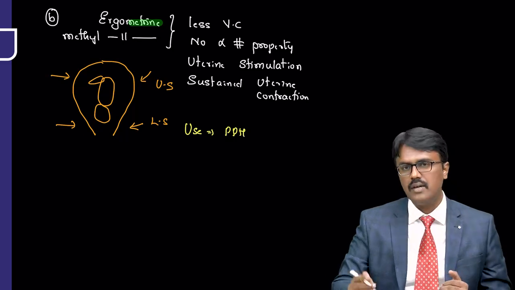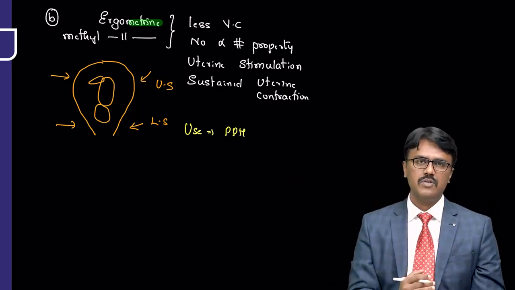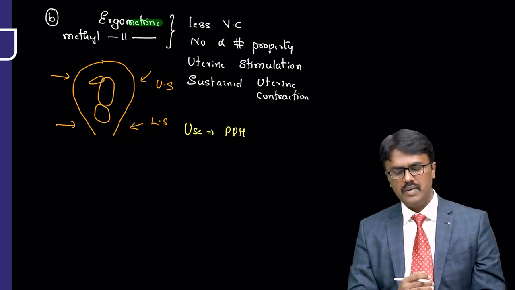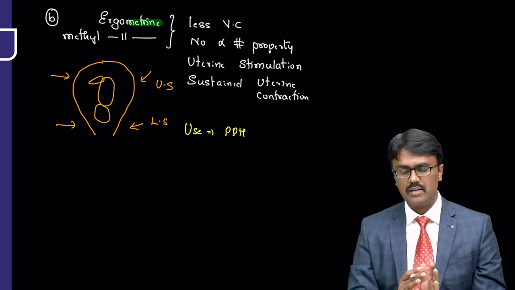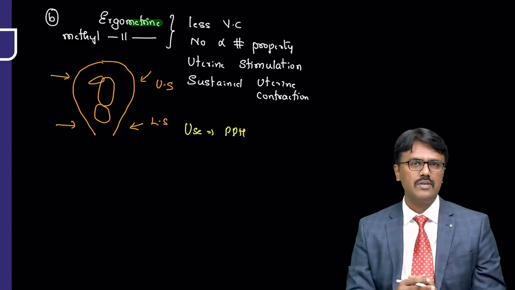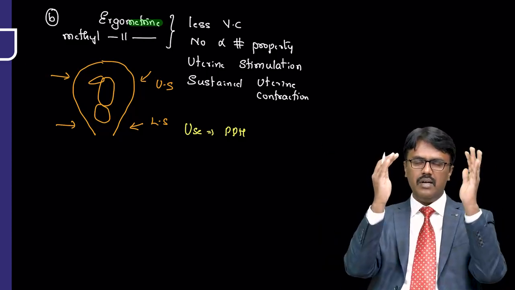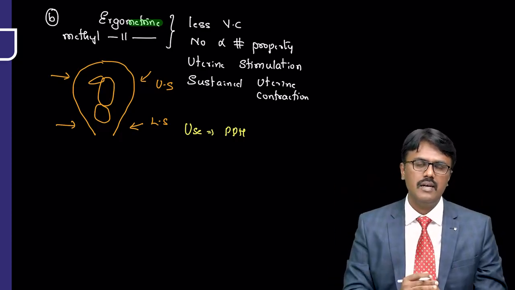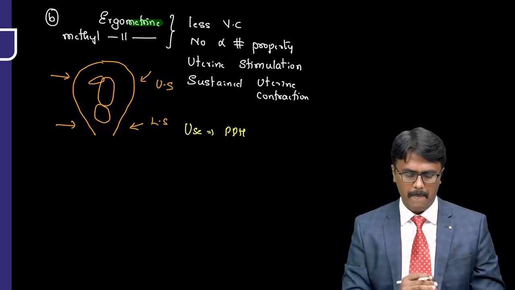Once the baby is delivered, we want a sustained contraction, then only we use ergometrin and methylergometrin. So the problem with them is, uterine stimulant very good, but sustained uterine contraction without relaxation. Compared with oxytocin, which contracts the upper segment, relaxes the lower segment, and the contractions are intermittent. That's why it is used for induction of labor, not this.